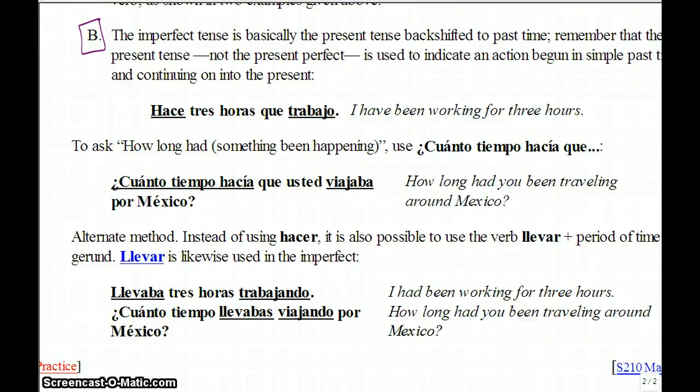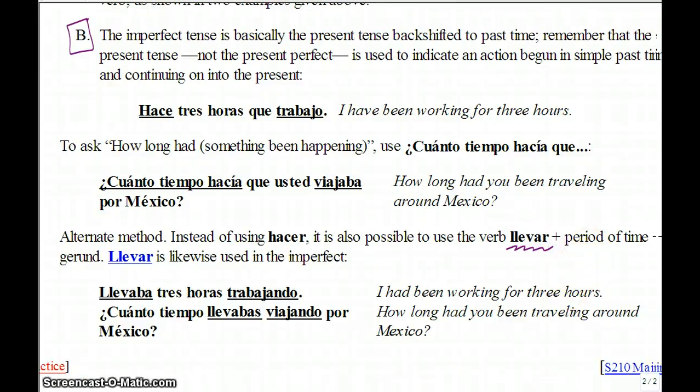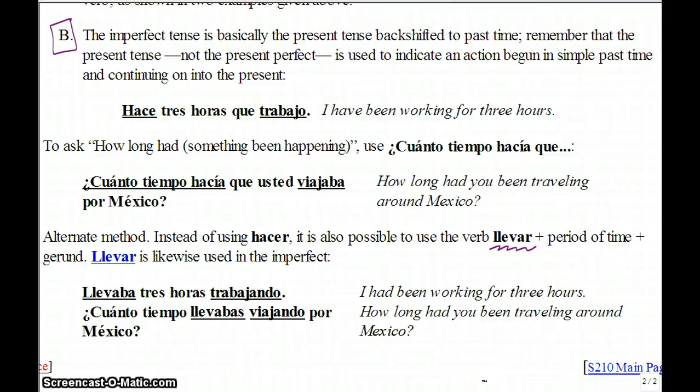It'll be the imperfect. Also, you can replace hacer with the verb llevar to talk about this, but you need the gerund when you use that. So, llevaba 3 horas trabajando. I had been working for 3 hours. So you use llevar in the imperfect plus the period of time plus the gerund, which is the ando or iendo.